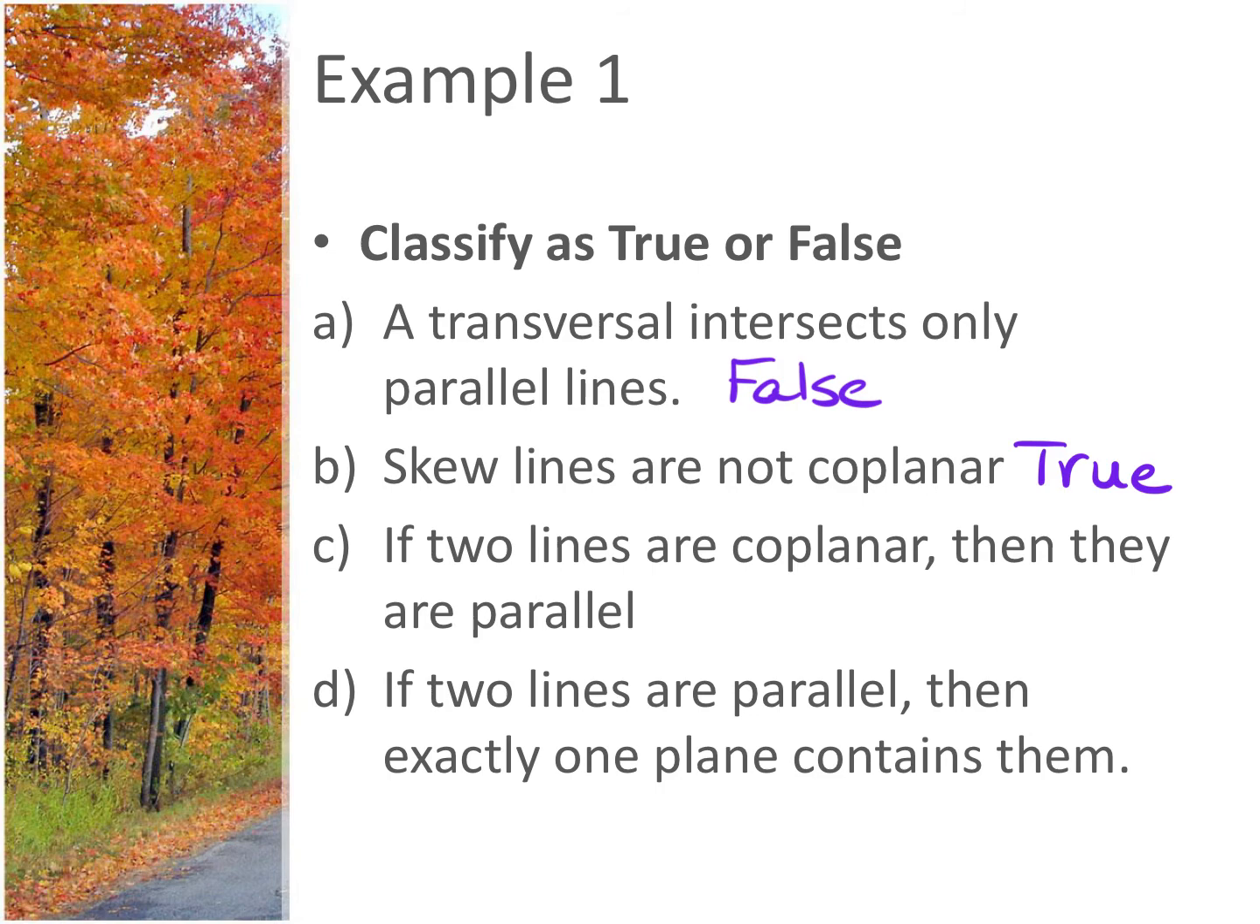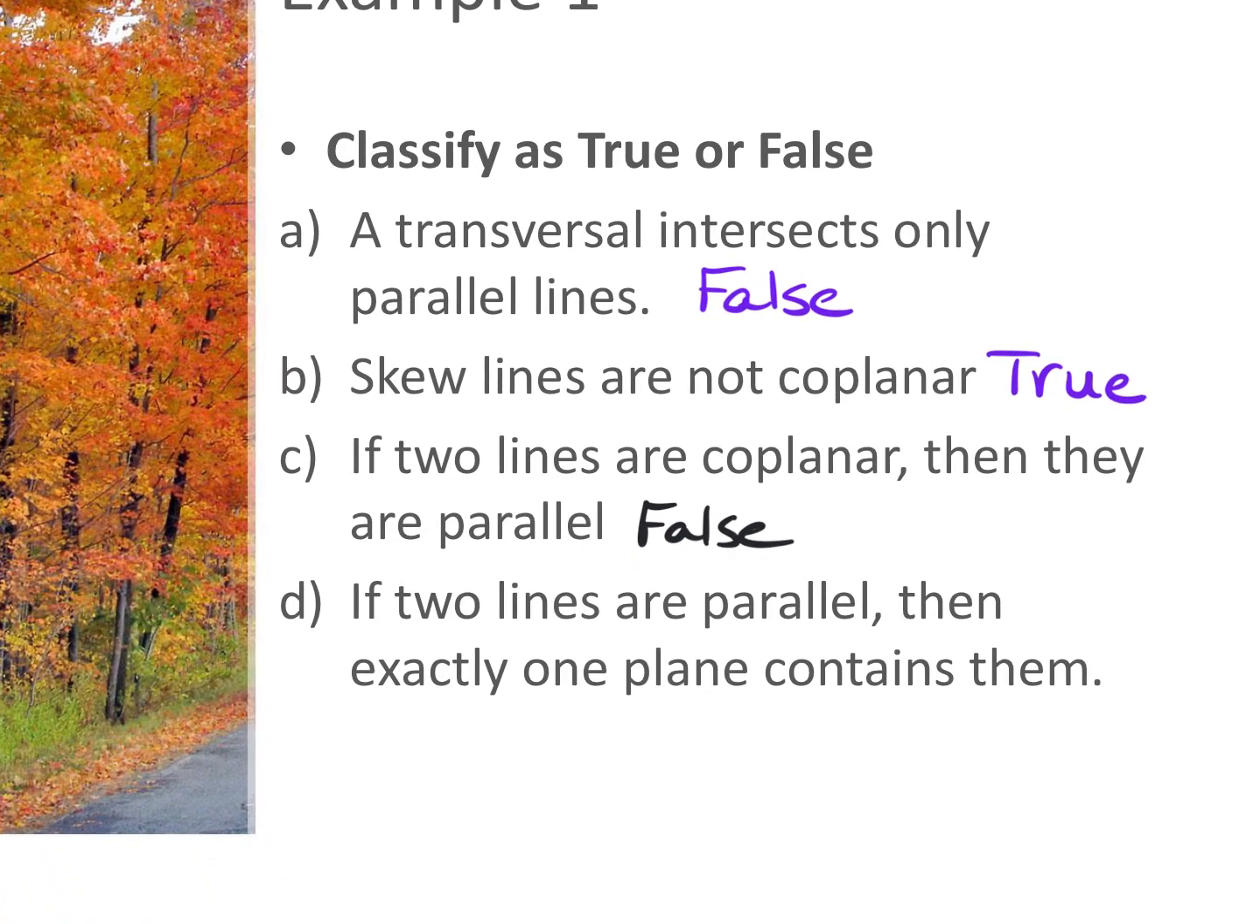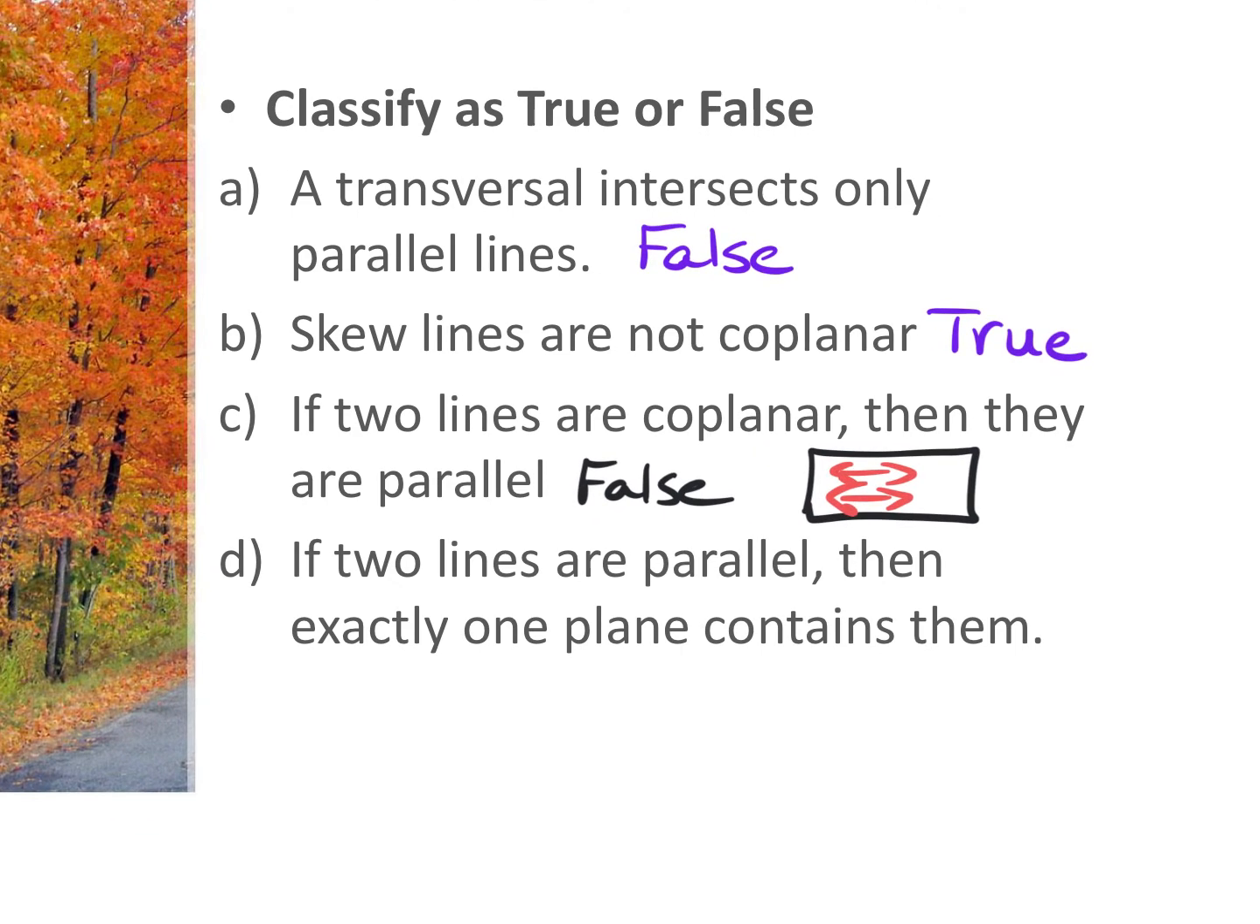Example 1C, if 2 lines are coplanar, then they're parallel. This is false. They could be intersecting lines. They could be skew, or no, they're not skew because they're non-coplanar, but they could be intersecting lines. So for example, if I draw a plane and I put 2 lines in here, yes, they could be parallel, but they don't have to be because they could also be intersecting lines.